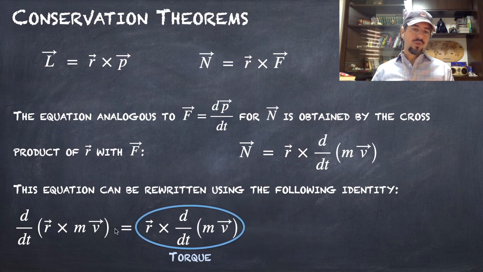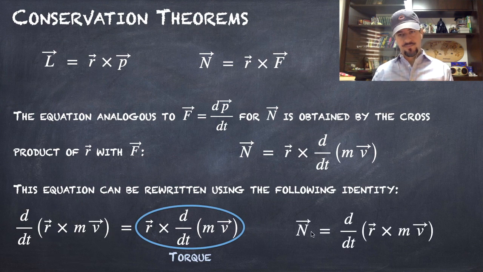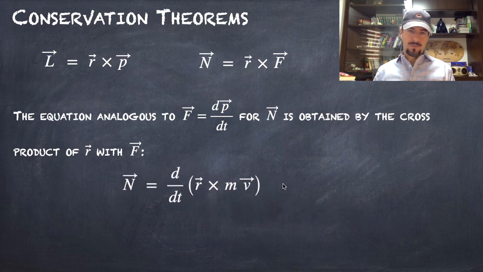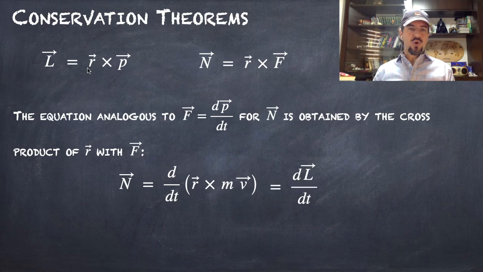So this is another way to write the torque. The torque can be written as the derivative with respect to time of this product of r and the momentum. But we know what the cross product of r with p is. It is the angular momentum L. So the torque is the derivative of the angular momentum with respect to time. We can write it as L dot.